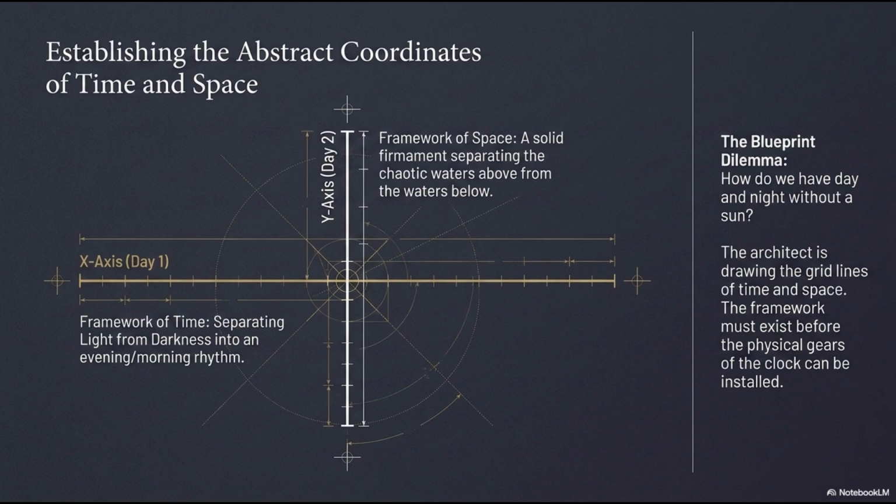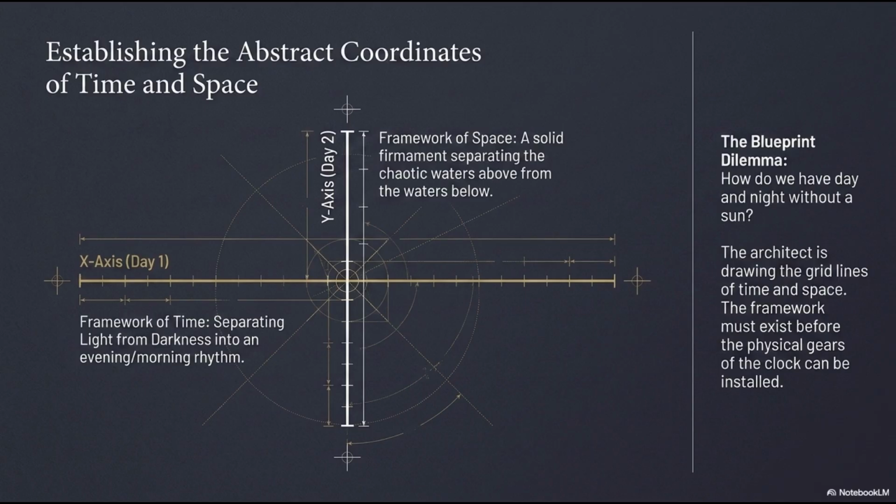But remember that ancient ontology of function we just talked about. The primary focus of these early days in the text isn't on the physical objects themselves. No, what's fascinating here is it's actually on establishing cosmic order. The text is laying down the fundamental laws of existence. On Day 1, by creating light and separating it from darkness into a rhythmic evening and morning, the architect is building the abstract framework of time. Oh, I see. So Day 1 is setting up the conceptual framework of time, while Day 4 is installing the actual physical gears of the clock.